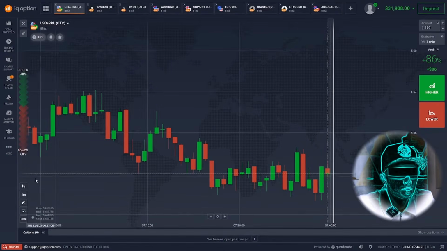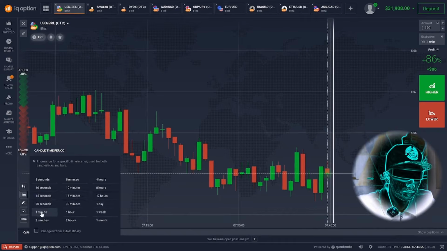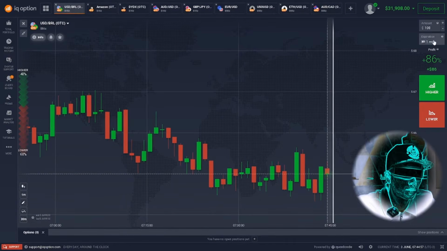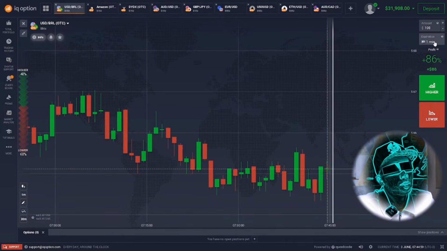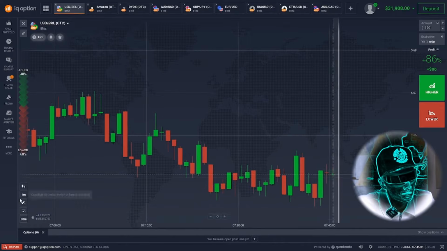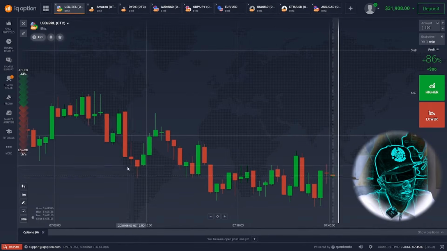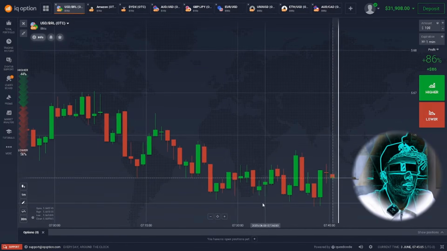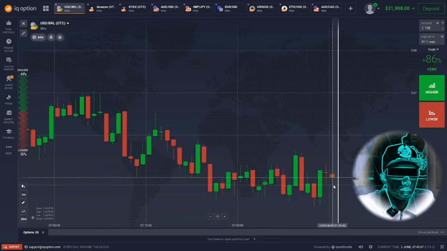Let's set the time frame. For me it's 1 minute, and the expiration time is also 1 minute. The main thing is that the time frame and expiration match. You can also trade on 2 or 5 minutes, whatever is more convenient for you.